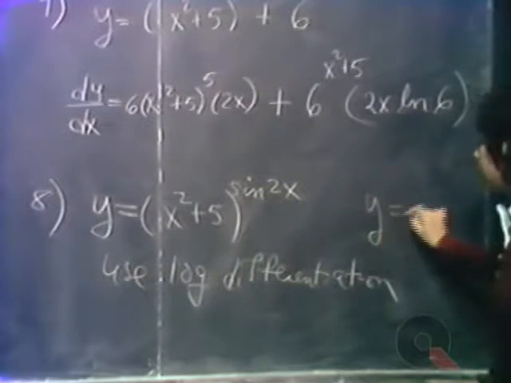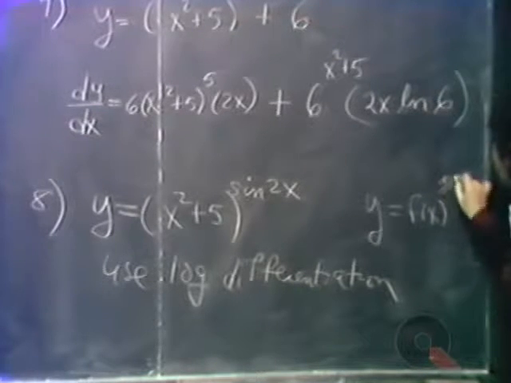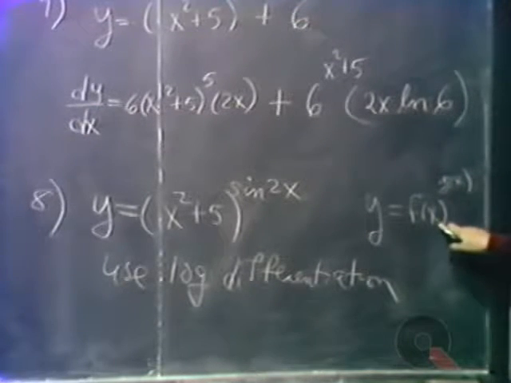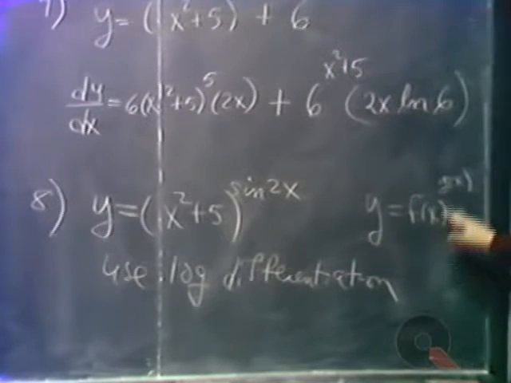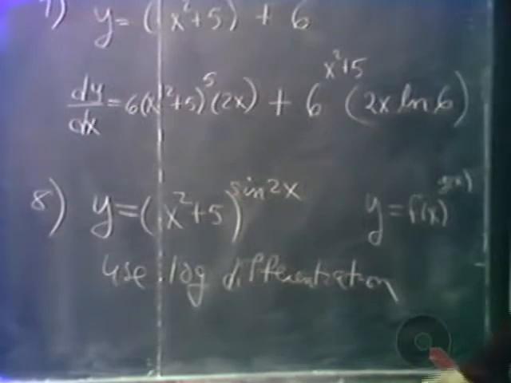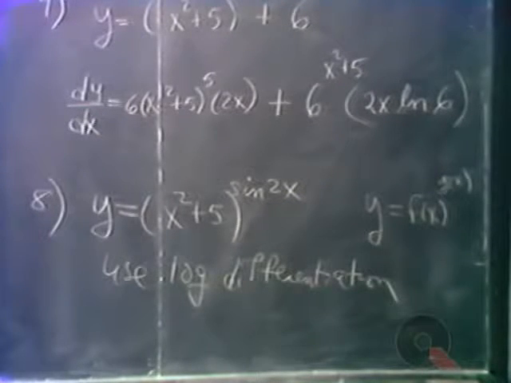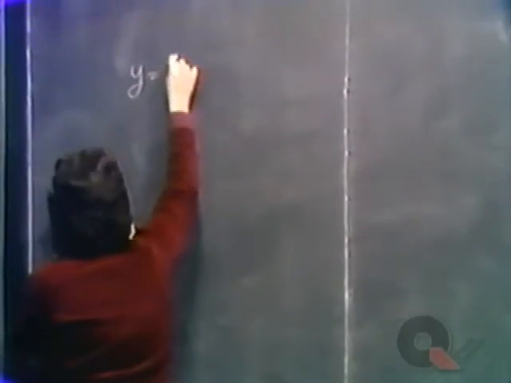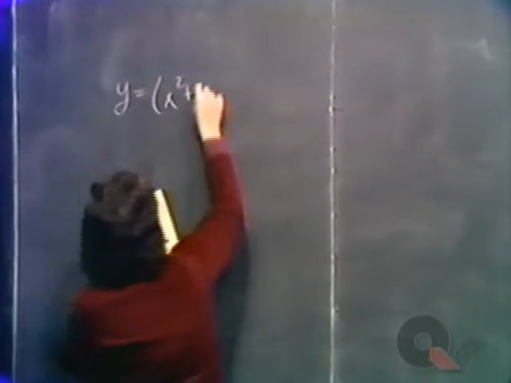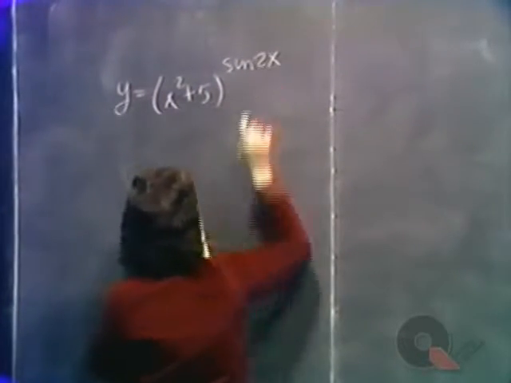If you have y equals, say, f of x raised to the g of x power. If one of them is a constant, either the power is a constant or the base is a constant, we have a technique of solving it. But if they're both functions, then we're going to use log differentiation. Okay, so let's do that. y equals x squared plus 5 to the sine 2x power.